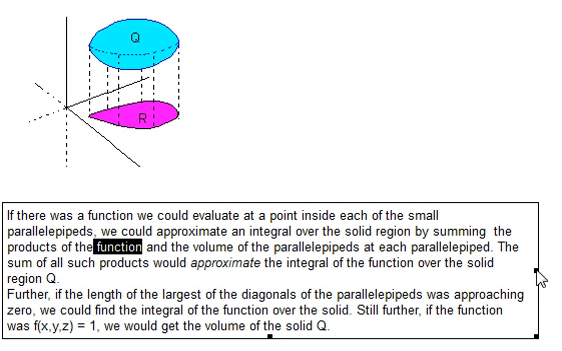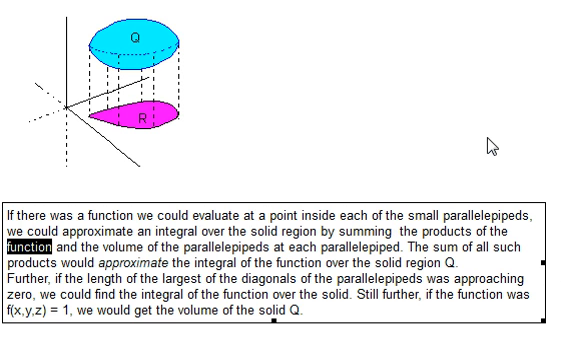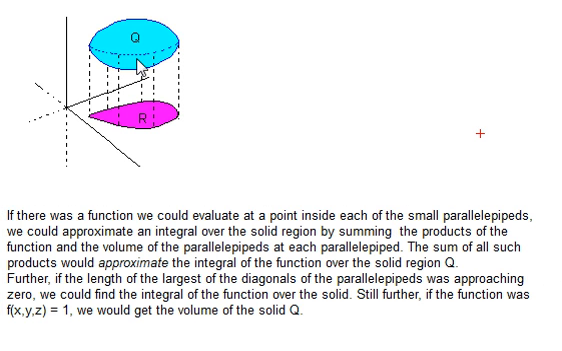And you're probably wondering, where would such a thing come up? Imagine a solid object that has a static charge on it, and the static charge could be different at each of the points on the inside. So that would be the function, and Q would be our solid region that has a charge on it.